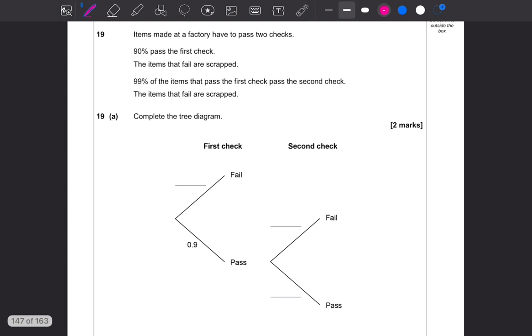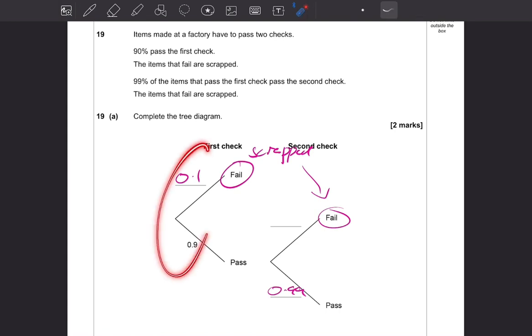Items made at a factory have to pass 2 checks. 90% pass the first check. Then the items that fail are scrapped. So this is going to be scrapped. 99% of the items that pass the first check pass the second check. So this is 0.99. The items that failed are scrapped, so that's scrapped as well. Complete the tree diagram. So that's 0.1 to add up to 1 along here. And similarly, this is 0.01.